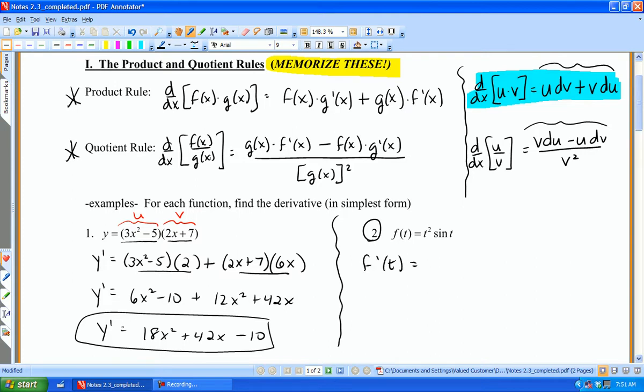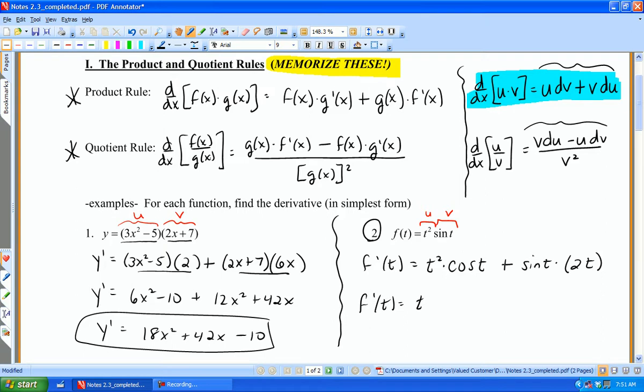F prime of t equals, okay, think of the t squared as your u and the sine t as your v. So using the formula, it's going to be my u, t squared, times the derivative of my v, and the derivative of sine t is cosine t, plus my v, sine t, times the derivative of my u, and the derivative of t squared is 2t. All right, that's it. That's the answer. To clean it up, I just put it in a little bit better order.